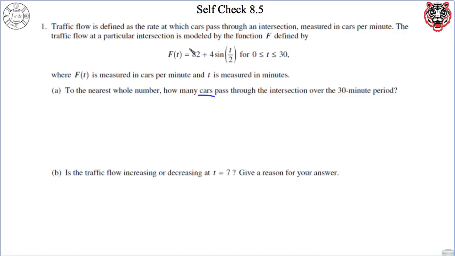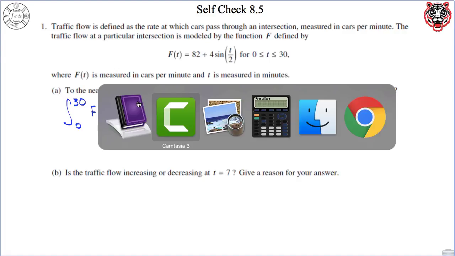We need to go from a rate to just number of cars. So you should be doing the integral. Over the 30-minute period, the integral between 0 and 30 of your function, f of t dt. All right, so when I do that, let's see what number we get.